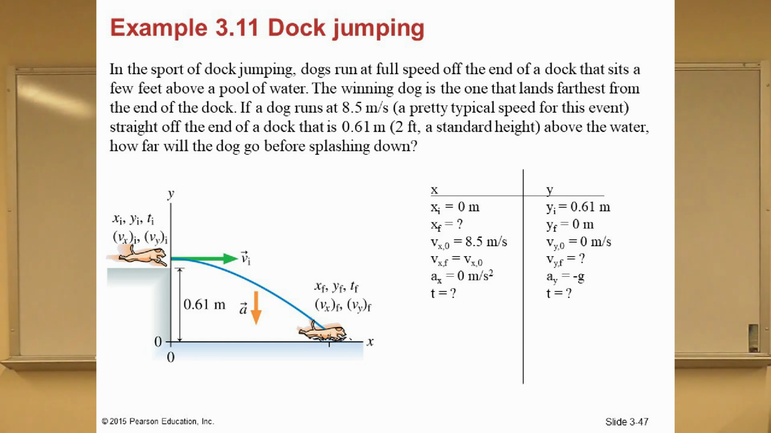And the question is, how far will the dog go? So we want to find the final position. So what I've done here is I've organized our variables into x and y. I'll let you pause maybe the video and take a close look at this. But I think you'll agree that these match. Now I've set my coordinate system so that x is 0 at the end of the dock and y is 0 at the water.